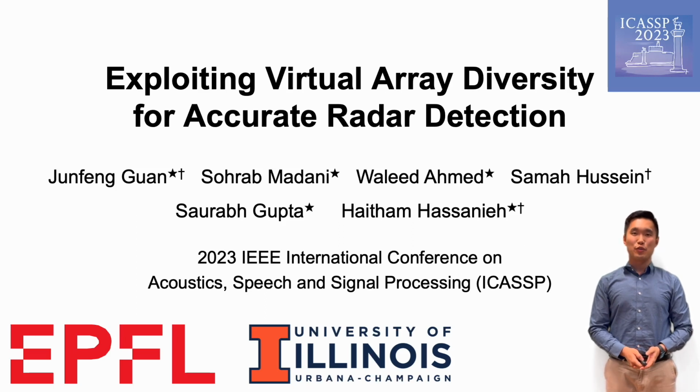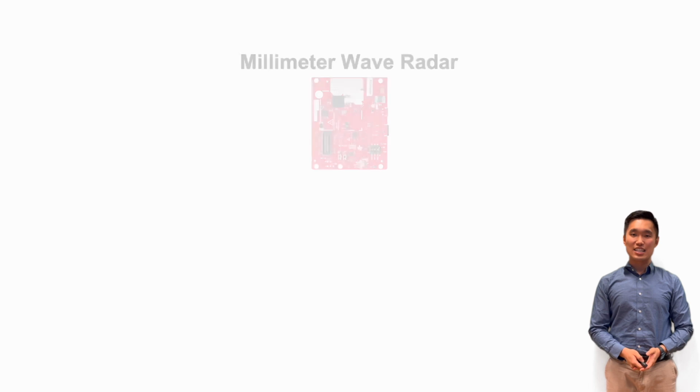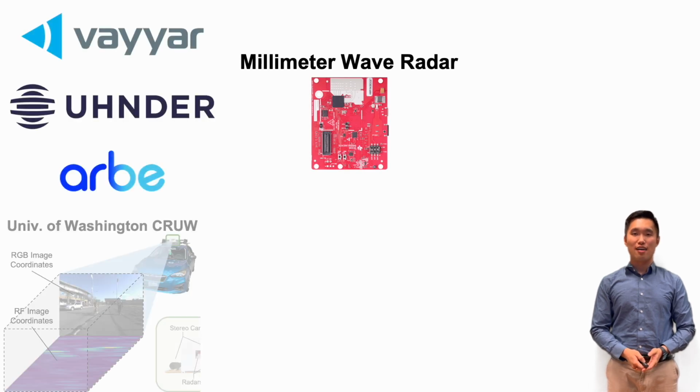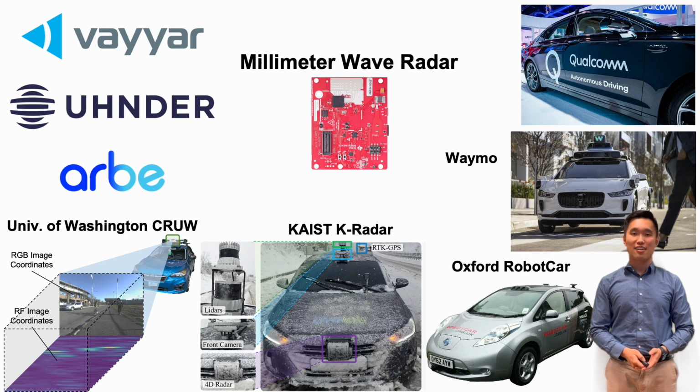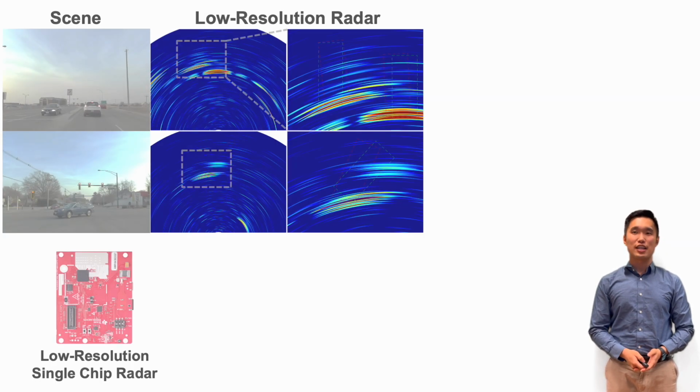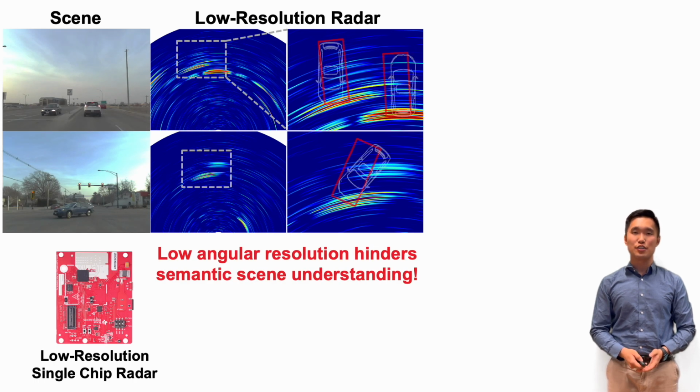Hi, in this video, I present our work exploiting virtual array diversity for accurate radar detection. Recently, there has been a significant amount of work on using millimeter wave radars for the perception of self-driving cars. However, obtaining semantic scene understanding from radar images is challenging because the angular resolution of radar is extremely low.